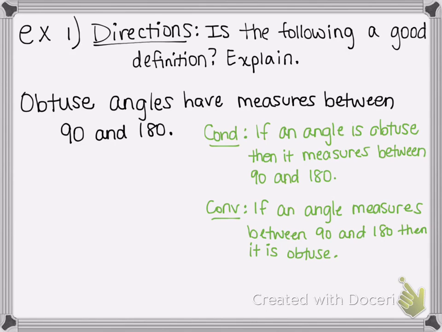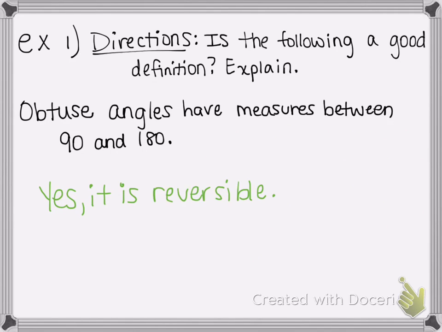Okay, so we've written the conditional and converse to figure out if it's reversible. They have to be true. So conditional, if an angle is obtuse, then it measures between 90 and 180. Well, yes, every obtuse angle will measure between 90 and 180 because that is the definition of obtuse. Okay, converse, if an angle measures between 90 and 180, it is obtuse. Well, yes, if you measure any angle between 90 and 180, by definition, it has to be an obtuse angle. So since both conditional and converse statements are true, that means that yes, it is reversible.